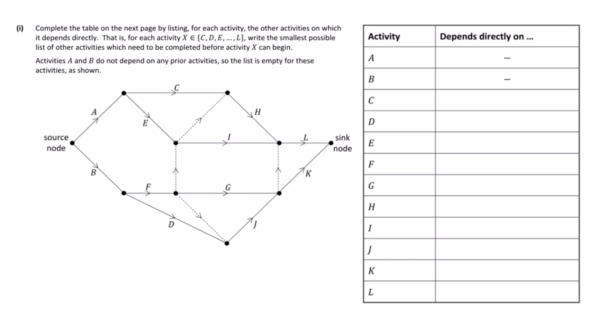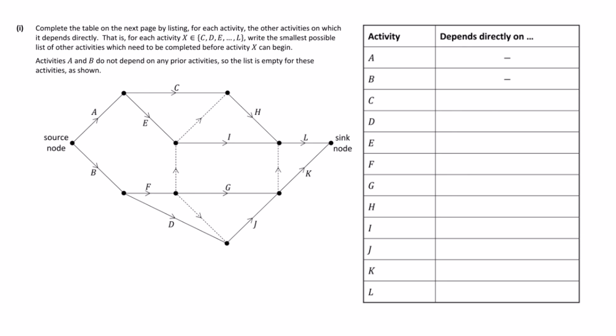ends. So complete the table on the next page, listing for each activity the other activities on which it depends directly. That is, for each activity X, element of C, D, E, and so on, write the smallest possible list of other activities which need to be completed before activity X can begin. Activities A and B do not depend on any prior activities, so the list is empty for these activities, as shown. So they're given to us with dashes.